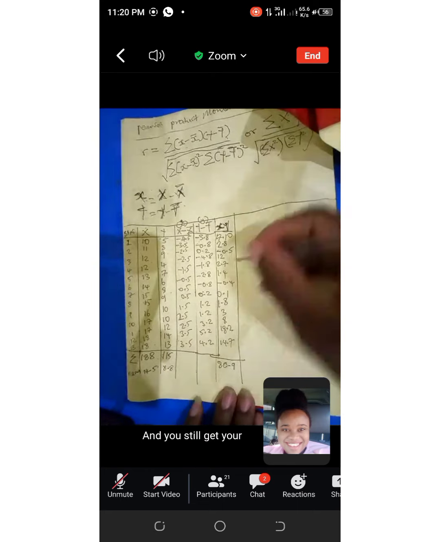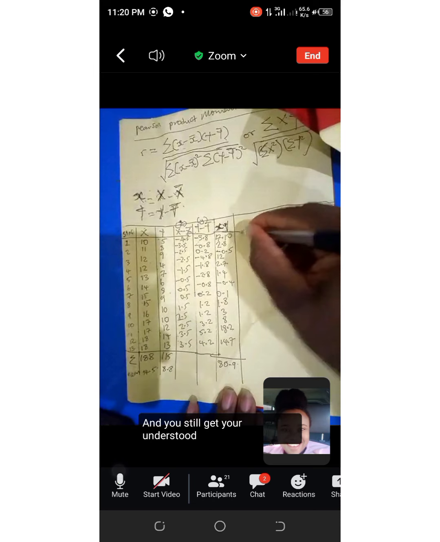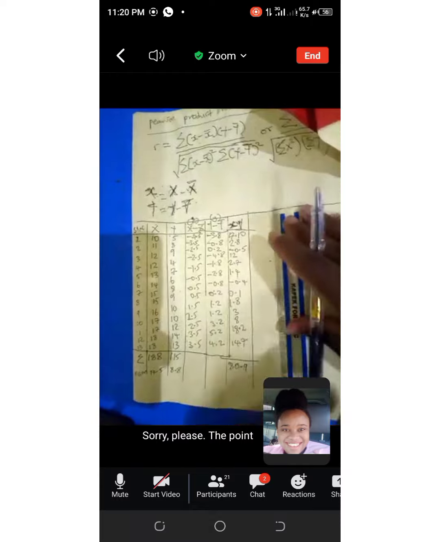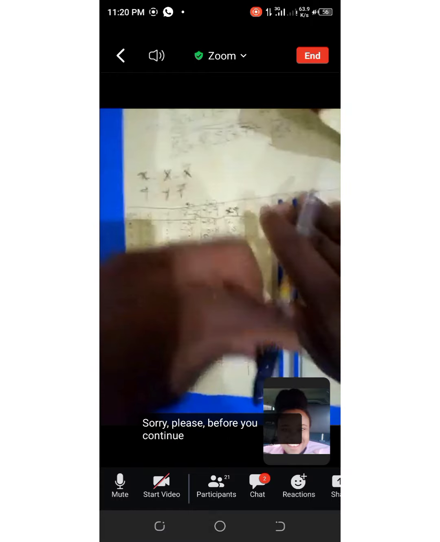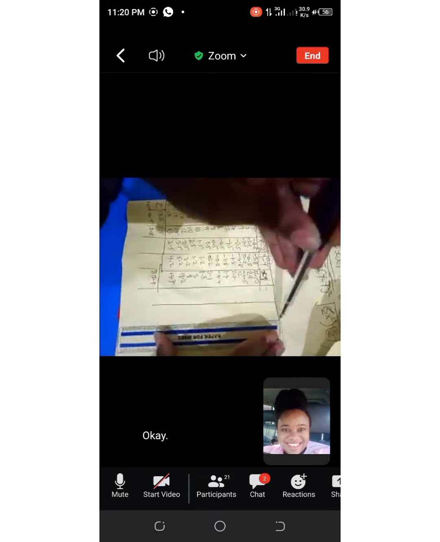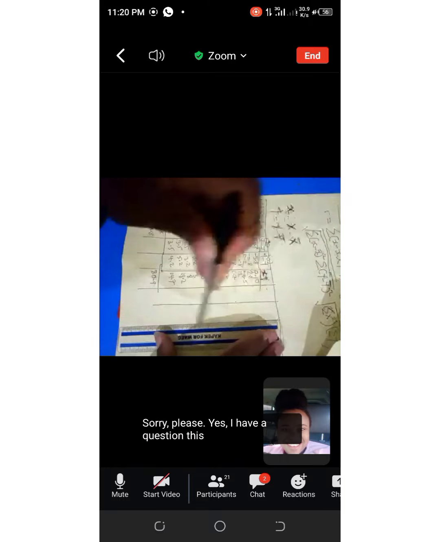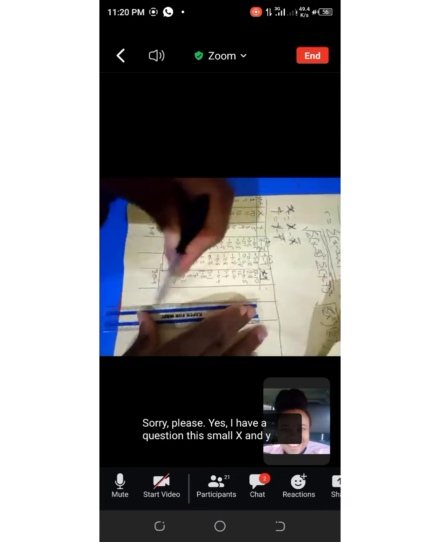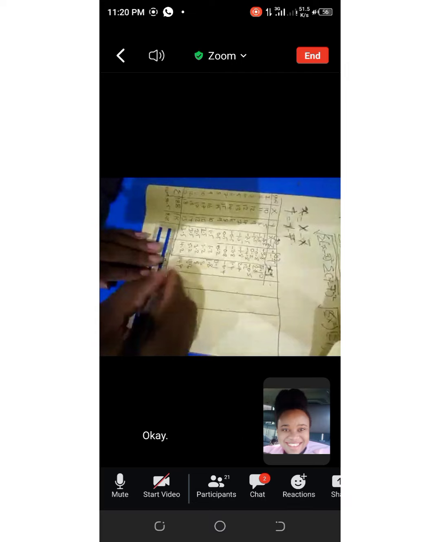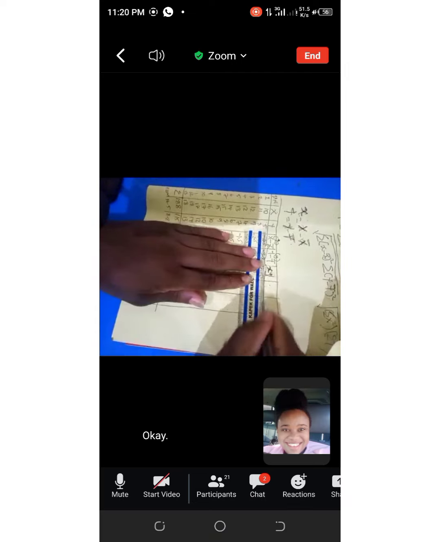Then let's put the last column. Sorry, before you continue, any questions? Yes, I have a question. This small x and y, which variables did you multiply? How did you do the multiplication? Because what I'm seeing here, I don't know. Just say it with your mouth, maybe the figures. Let me know how it's being done.